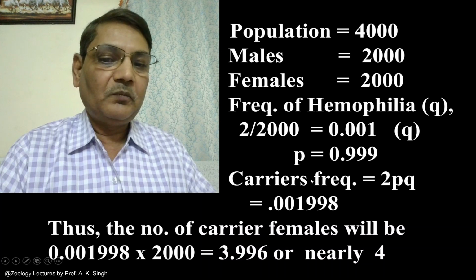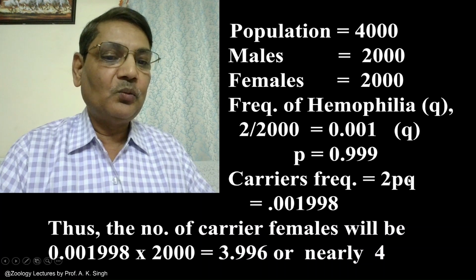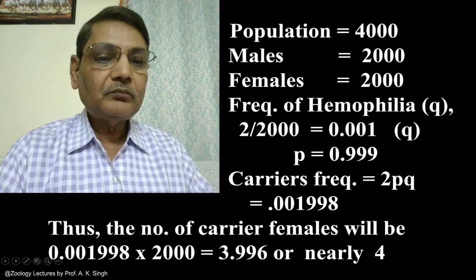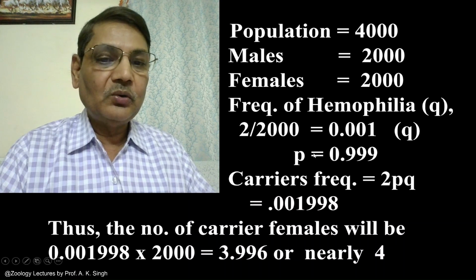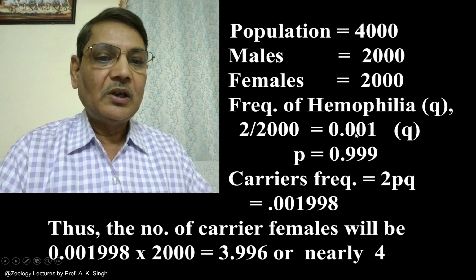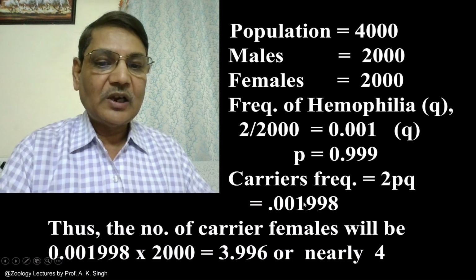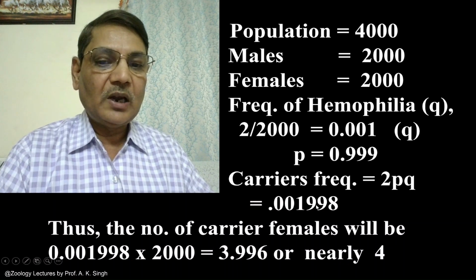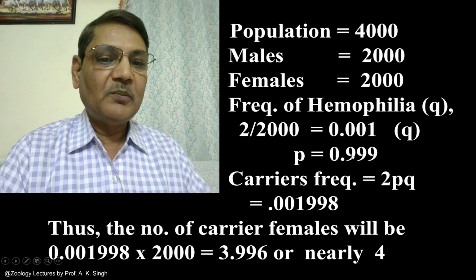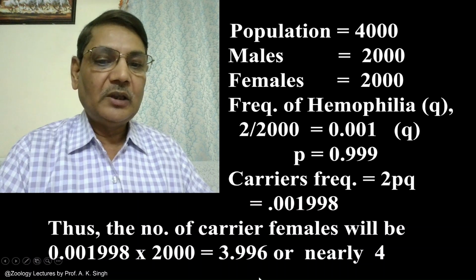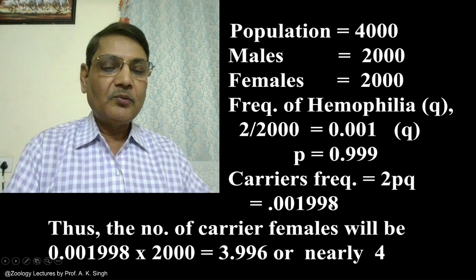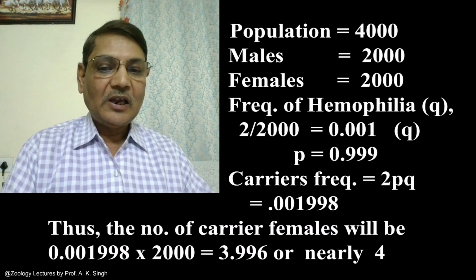So the frequency of carriers will be denoted as 2pq, and when we calculate this 2pq, we will do 2 into 0.001 into 0.999, and this comes to 0.001998. When we multiply 0.999 with the frequency of q into 2, this will be the figure, that is 0.001998.